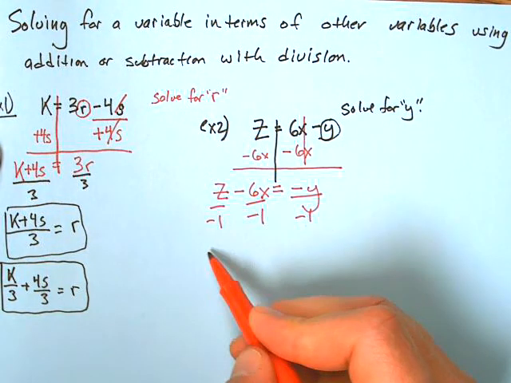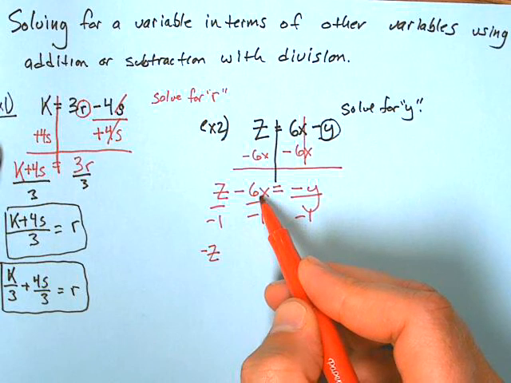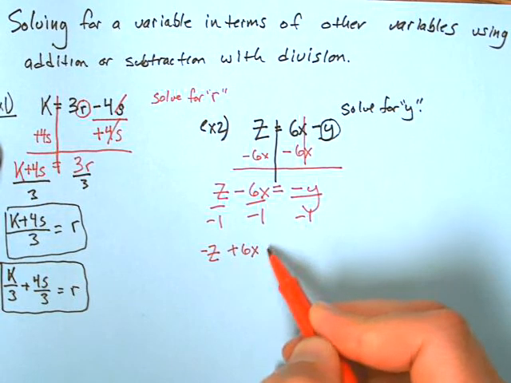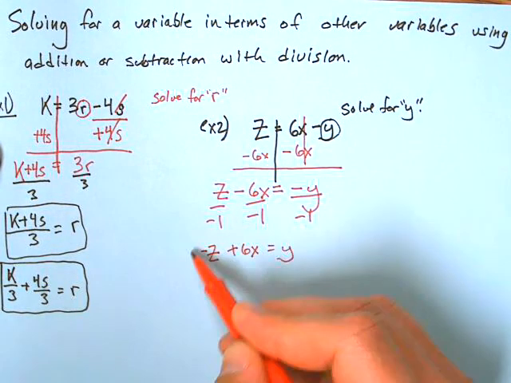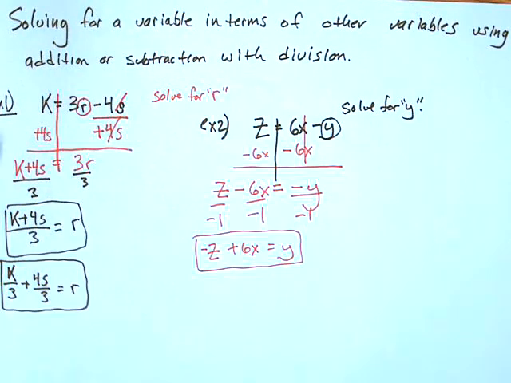So instead of Z, this is now negative Z. Instead of negative 6X, that's now positive 6X. And instead of negative Y, we have Y, and we have successfully solved for the variable we wanted.